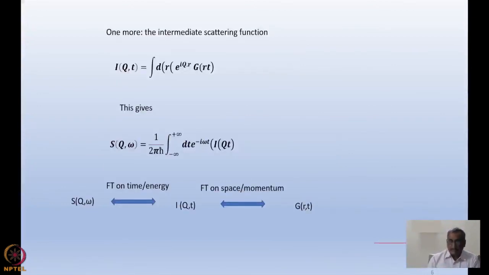So now I have written it down specifically here that I have S(Q, omega), I(Q,t) and G of R,t. Now I can tell you that if I just talk about a diffraction experiment, in many ways I can do it. I can do it by setting omega equal to 0, then it will be S(Q, omega equal to 0). And I can also do it as an integration over omega. And these two I will take up in the next part of my lecture.